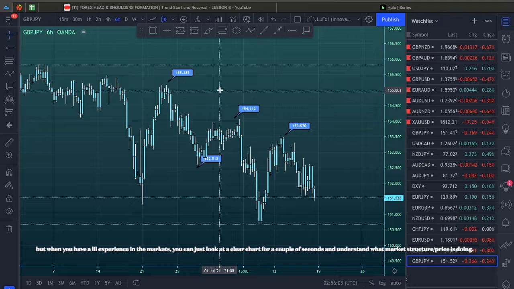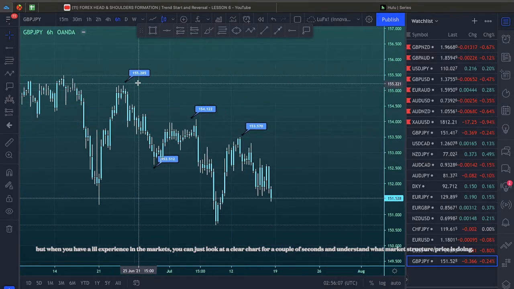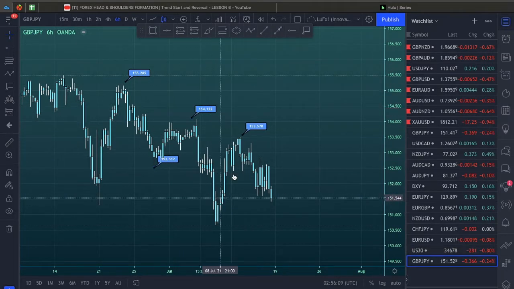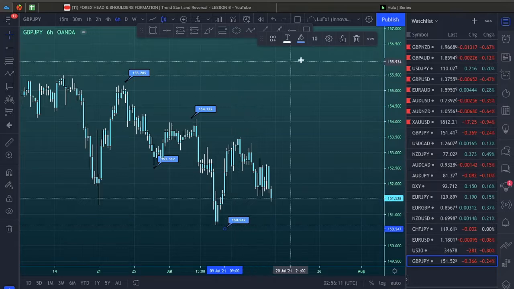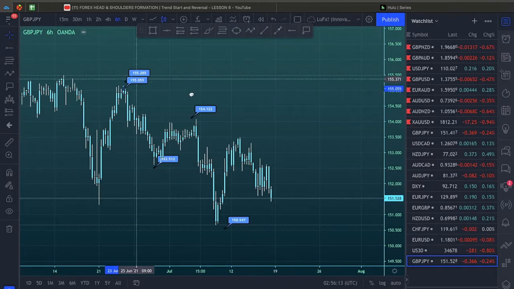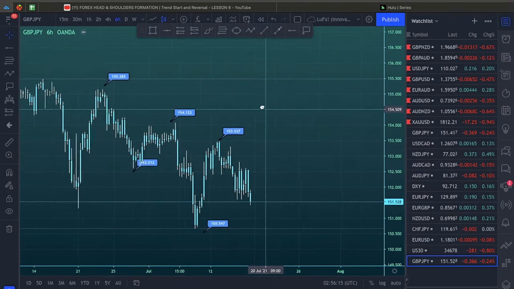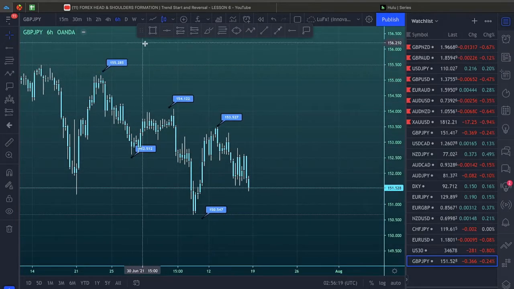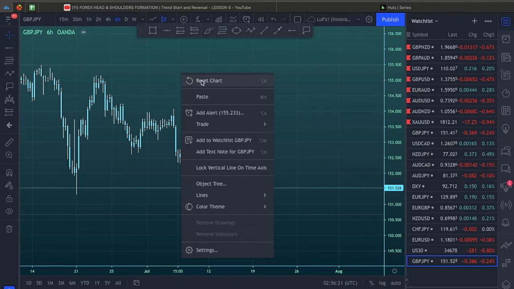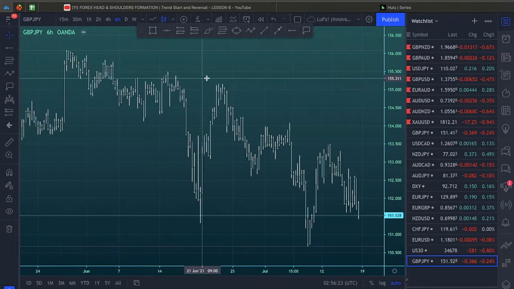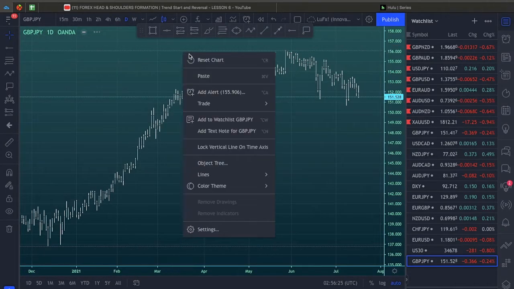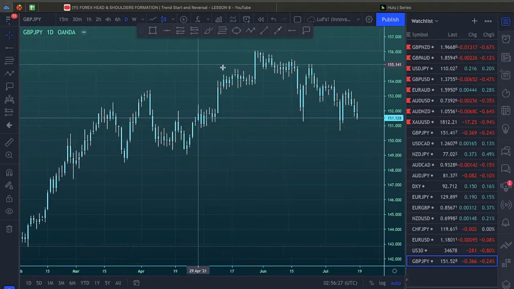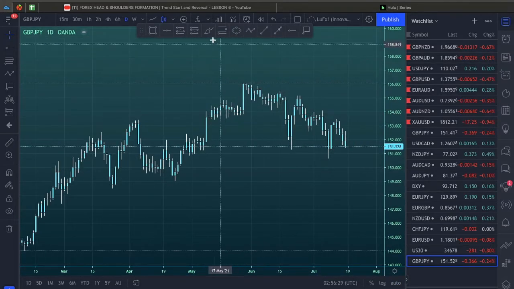So now that we know we're in a bearish market structure because it's forming lower lows and lower highs, now we know we're bearish. So now we can start looking for sells, right? Because we're in a bearish market. So let me just take everything off. Let's start plotting the chart. So let's just add our levels.